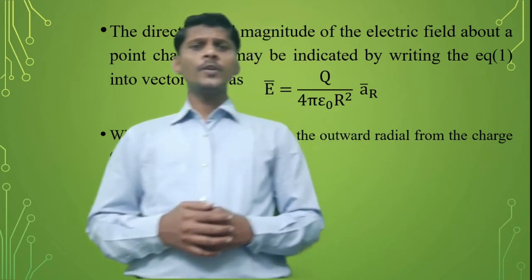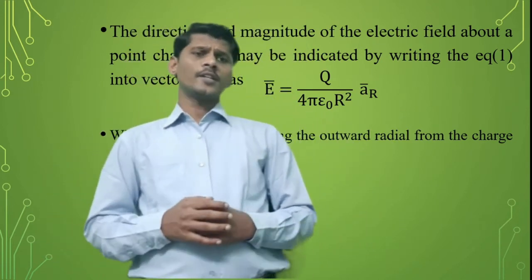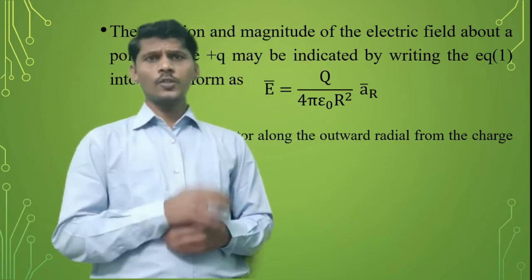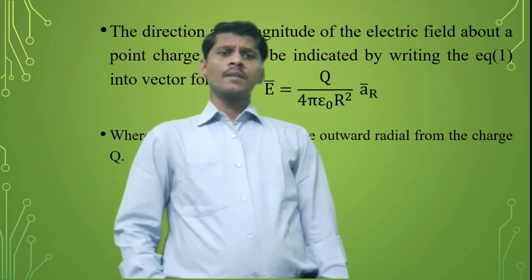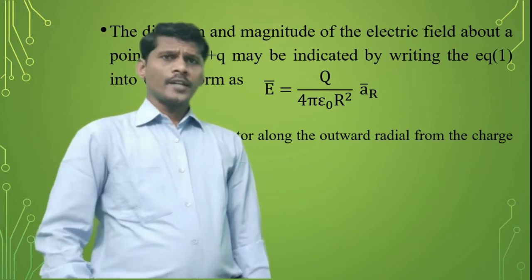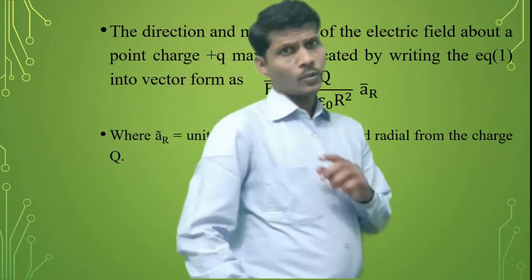AR bar is the unit vector along the outward radial direction from the charge Q.